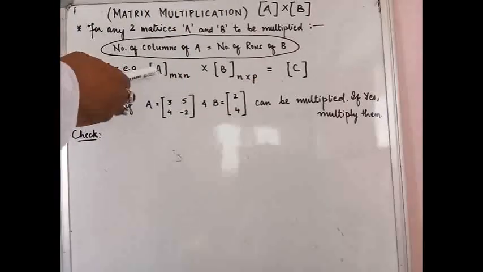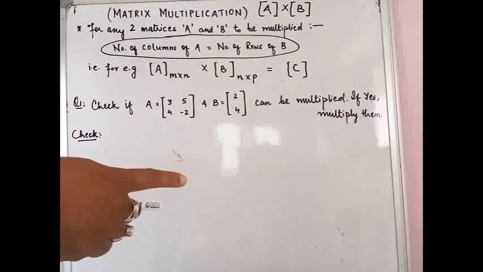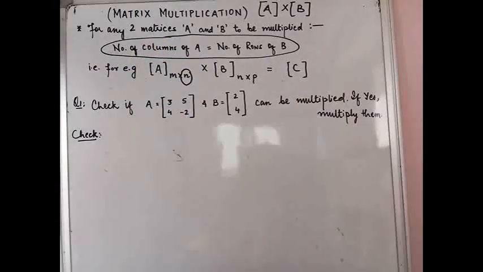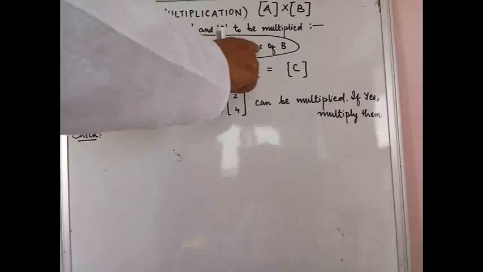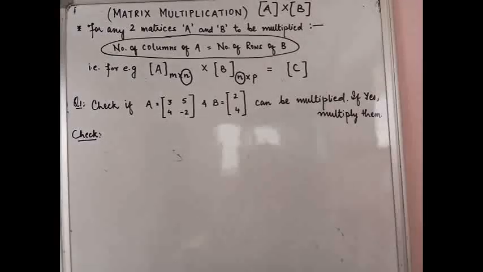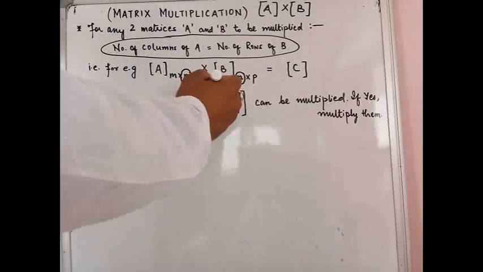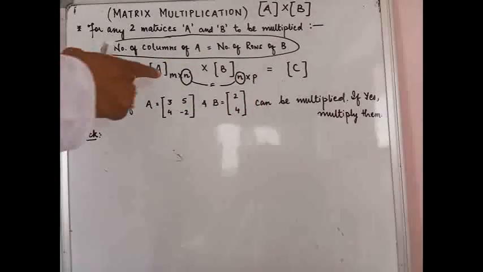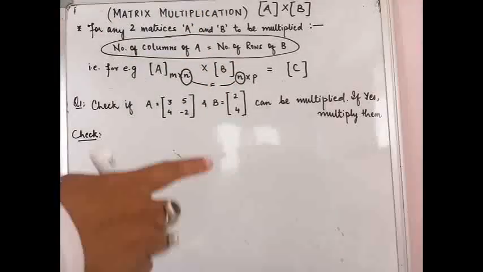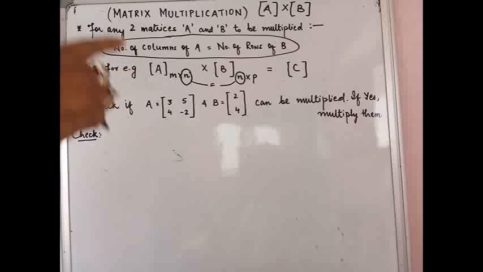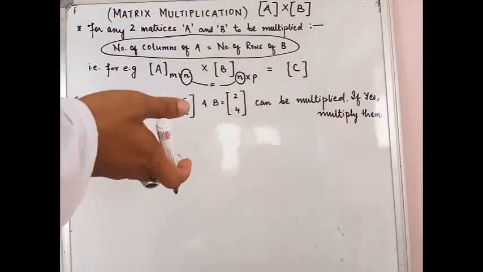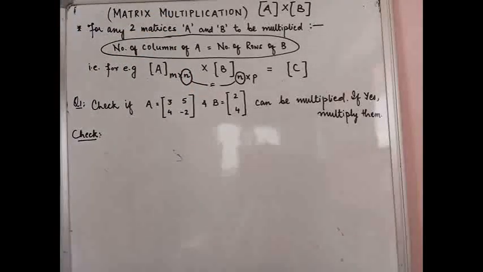So for A into B to be possible, we must check that the number of columns of A, which is n over here, is equal to the number of rows of B. The number of rows of B is also n. So these two are equal to each other: the number of columns of matrix A and the number of rows of matrix B should be equal. We will check that first. How will you get the m, n and p values? Obviously the matrices will be given to you, so you will be able to write their orders and tally these two.